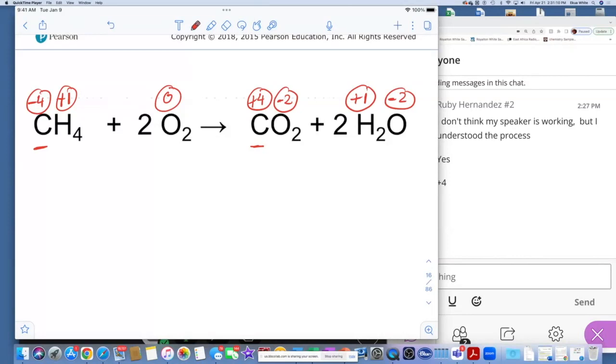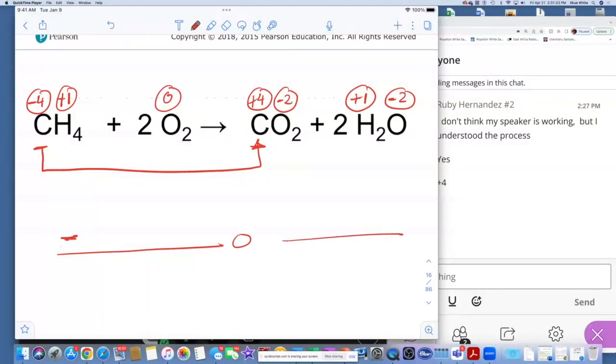Do we see a change? Yes. Carbon goes from -4 to +4. -4 to +4, think number line, right? You go from some number to 0 to the positive. So you've got negative on the left, positive on the right. So we'll say -4, -3, -2, -1, to 0, plus 1, plus 2, plus 3, plus 4.